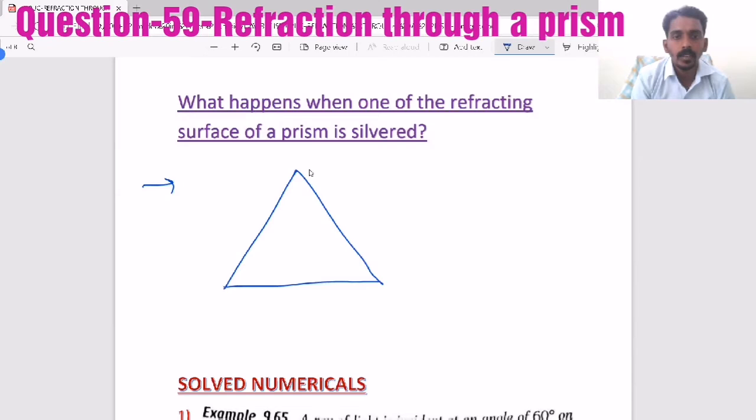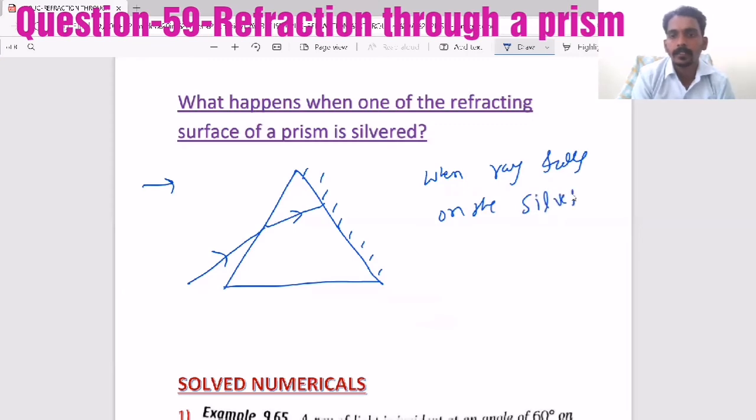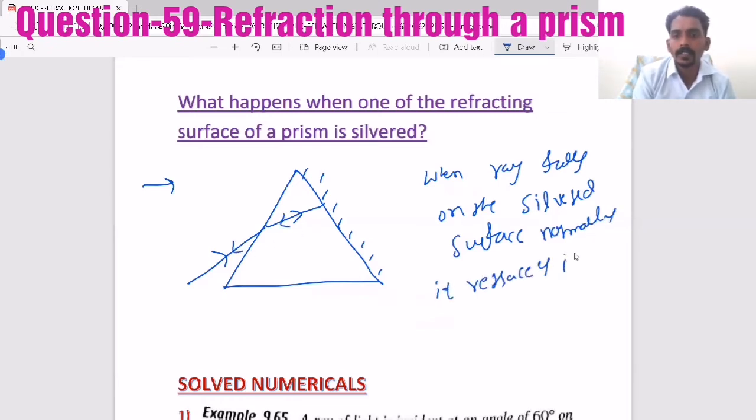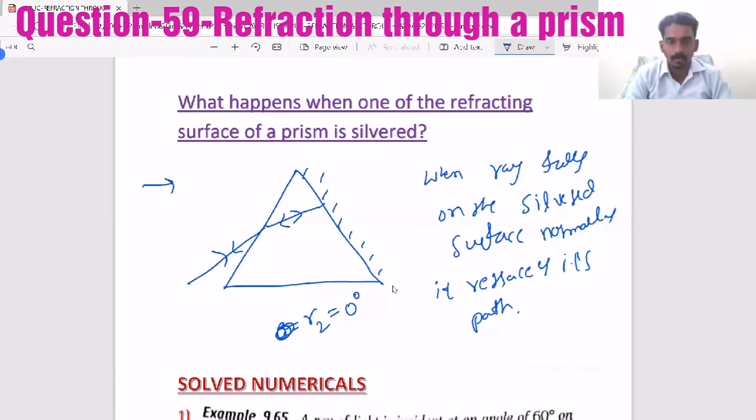a question like one of the surfaces is silvered and the light is passing and it falls perpendicularly. So when a ray falls on the silvered surface normally, then what happens? It retraces its path. So in that case also, normal incidence means R2 equal to how much? 0 degree. E will not be there because it is not emerging out.